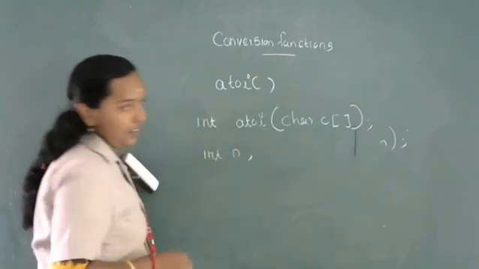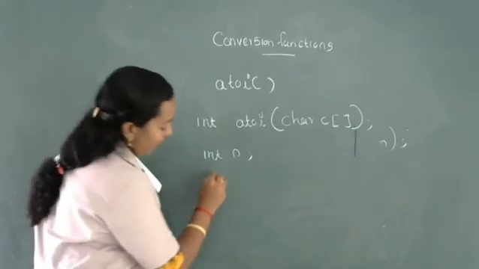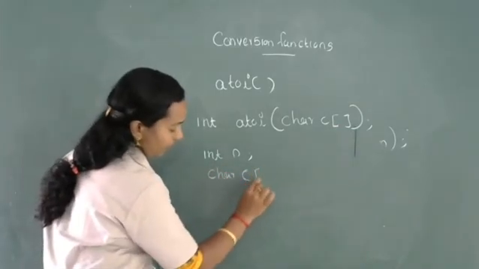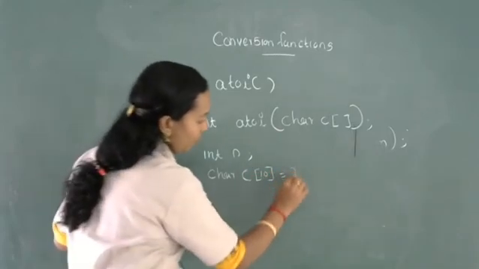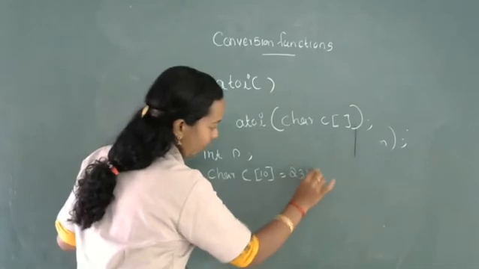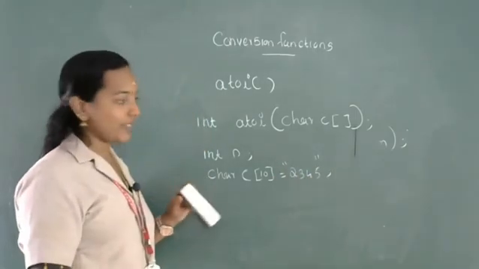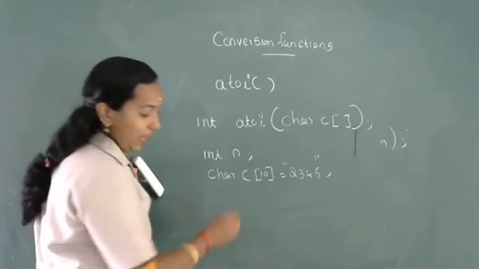Int n to store the converted integer. Then after that, char c. Char c is equal to the content 2, 3, 4, 5. It will be inside the double quotes because it is not a number. It is a character constant, a string constant. Then after that, I am going to apply this.